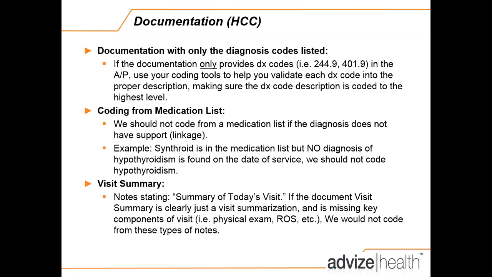Now there are several different ways to code from a medication list when we're doing HCC. This is just one particular example. In this example, if there's not a linkage between the medication and the diagnosis on the actual report, then we would not code it. Now, there are some instances where you will have hypothyroidism in the PMH, which is the prior medical history. We'll get into that in a little bit, where you could possibly use that out of the PMH to validate the Synthroid medication. Okay?